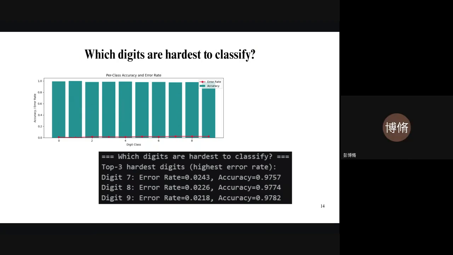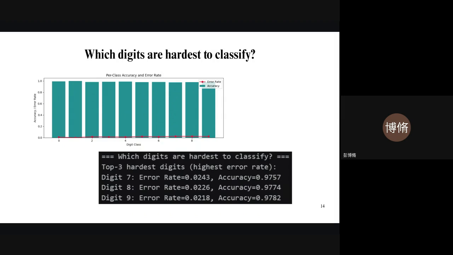Overall, the model performs very well on all classes, with accuracy close to 98% or higher. However, some digits are still more difficult to classify than others. From the result, the top 3 hardest digits are 7, 9, and 8. Digit 7 has the highest error rate, about 2.43%, with an accuracy of 97.57%. Digit 8 is the second hardest, with an error rate of about 2.26%, and digit 9 comes next, with an error rate of about 2.18%.